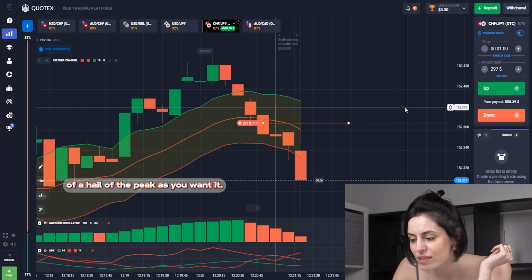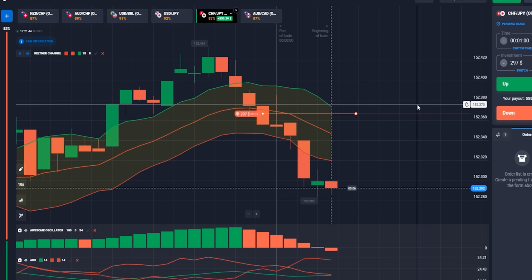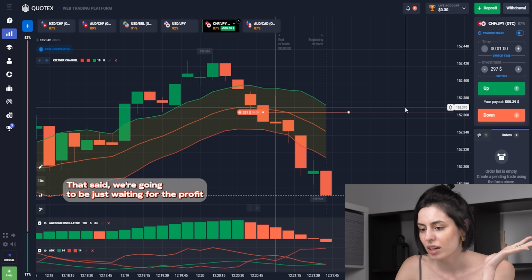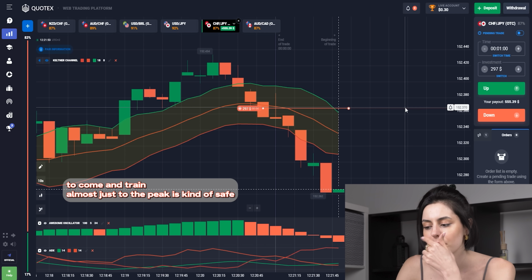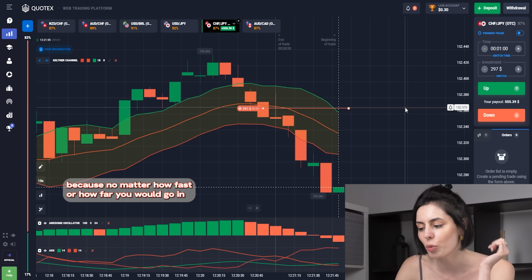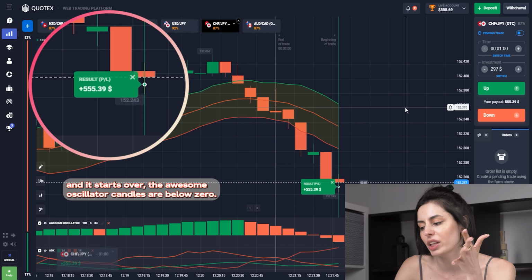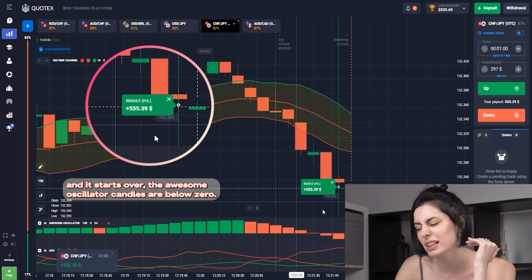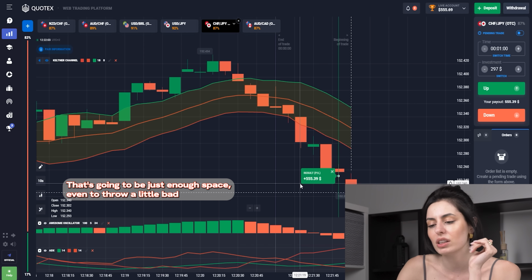as you want it. That's it. We're gonna be just waiting for the profit to come. Entering almost just at the peak is kind of safe, because no matter how fast or how far you are going, and this fast over the awesome oscillator candles are below zero, there's gonna be just enough space even to grow a little bit.